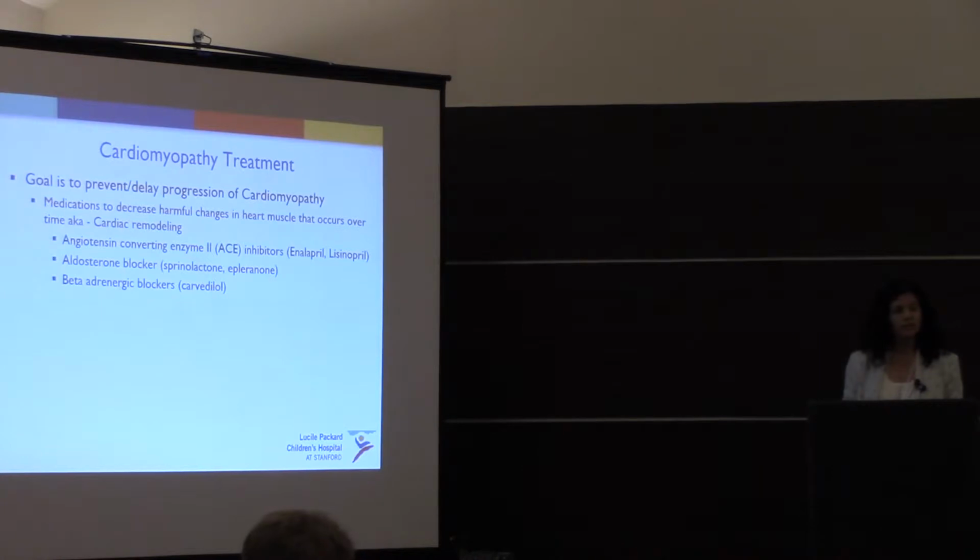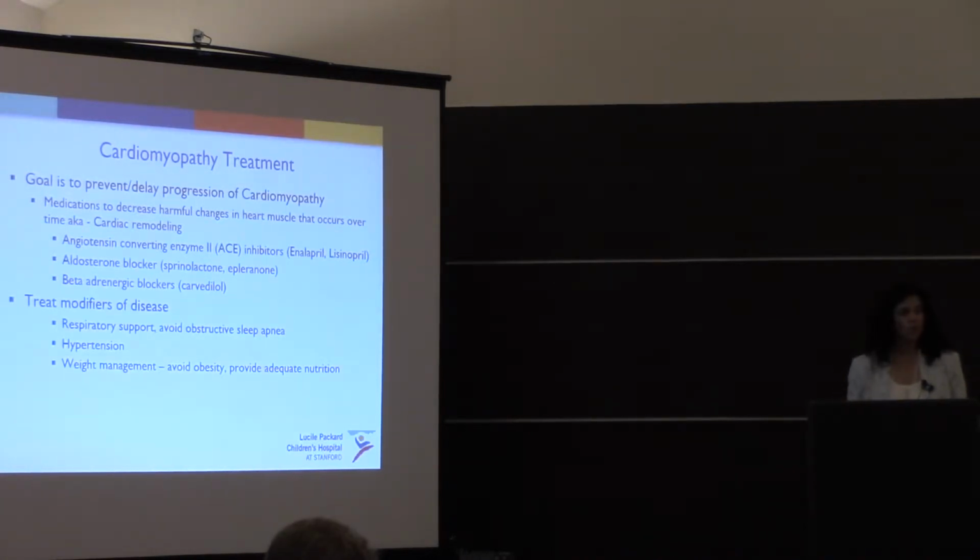And how do we do that? Well, we have several medications that can actually decrease that cardiac remodeling process that I outlined. Many of these medications, many you've heard of. I don't know if any of your children are on any of these medications. The categories are called ACE inhibitors, which are angiotensin converting enzyme inhibitors, such as enalapril, lisinopril, benazepril. Aldosterone blockers, called spironolactone, and there's a newer one called eplerenone. And then beta-adrenergic receptor blockers called carvedilol. And these are standard of care in both adults and children with cardiomyopathy from any etiology.